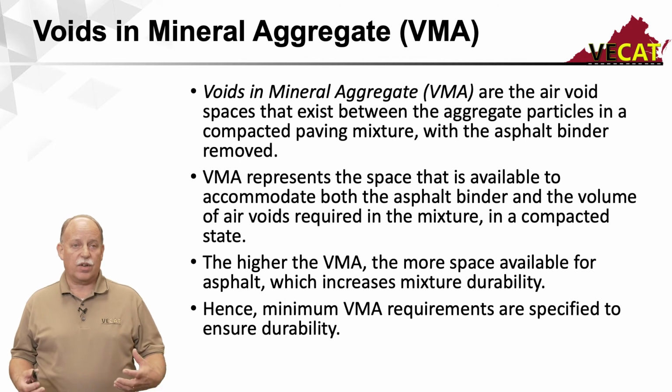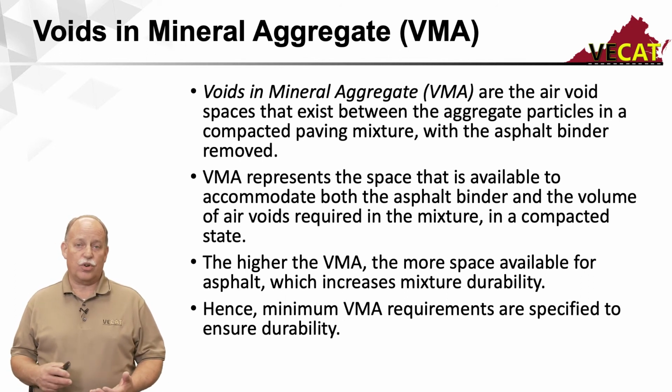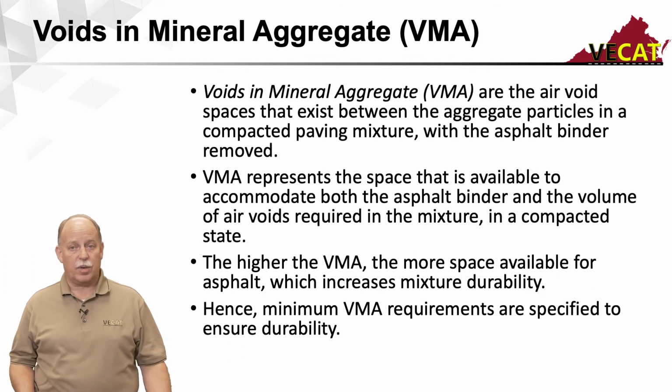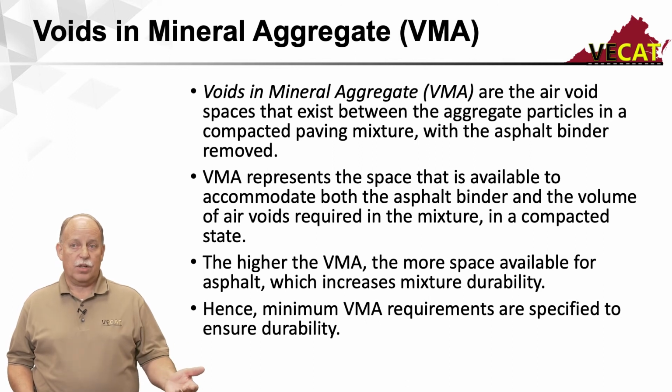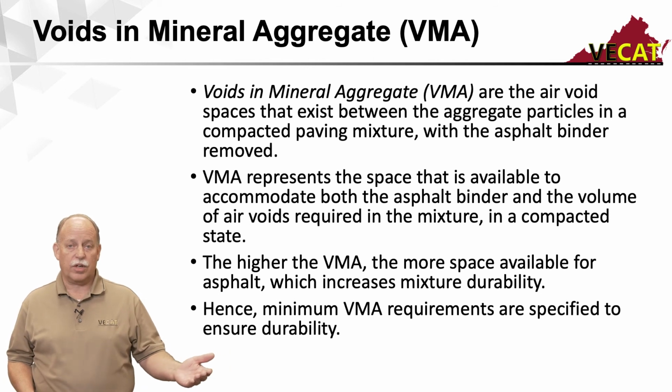So VMA represents the space available to accommodate both the asphalt binder and those air voids. You need to have a certain amount of VMA so that you can ensure you have enough space for your binder and the air voids. The higher the VMA, the more space you have available in your asphalt, which increases the mixture durability. So a higher VMA typically produces a more durable mix. If you go back to that specification chart we talked about earlier, the specs require a minimum VMA to ensure that we get that durability.